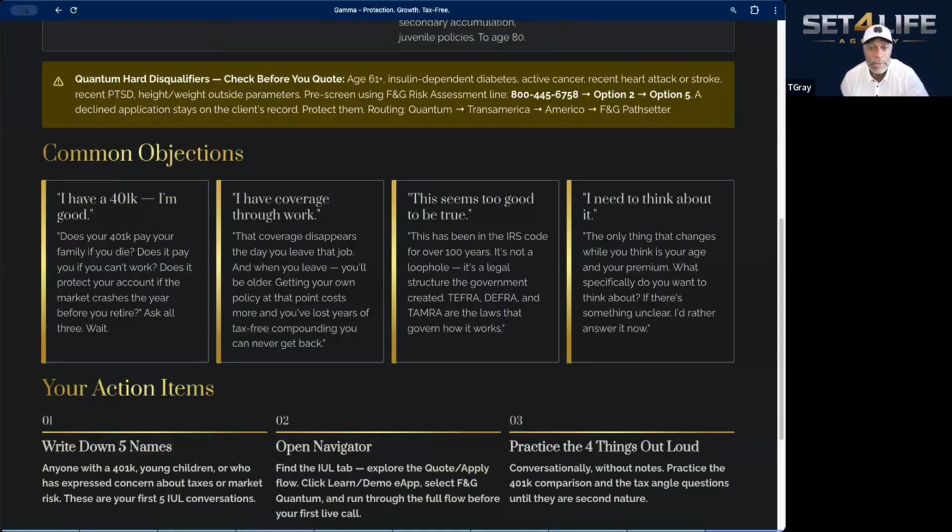And guess what happens? When you leave the job, whether that's 3 years from now, 5 years from now, 10 years from now, you're going to be older. And getting your own policy at that point is going to cost more. And you will have lost years of tax-free compounding that you can't get back. If you stay at that company for 10 years and then you leave and then you decide to do this, your money could have been growing for 10 years and you can't get those 10 years back.